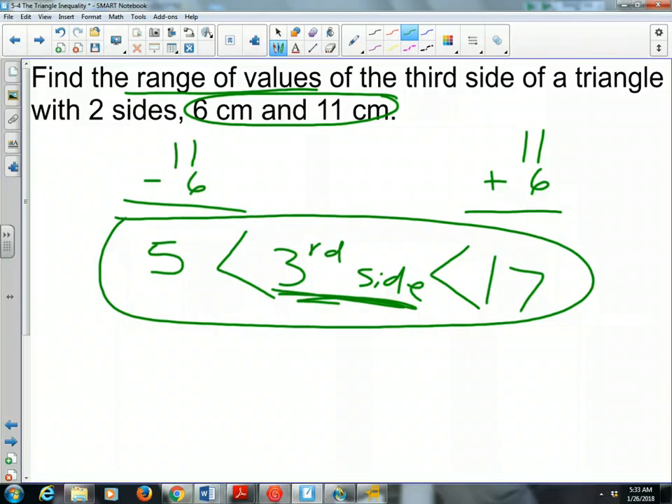So my third side could be 6, 7, 8, 9, 10, 11, 12, 13, 14, 15, 16, and any decimal of those, but it cannot be 5 or less. It cannot be 17 or more.